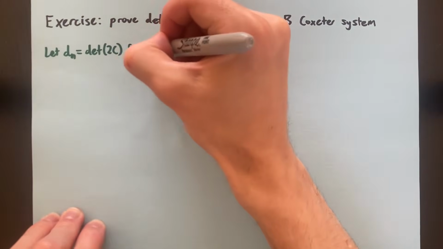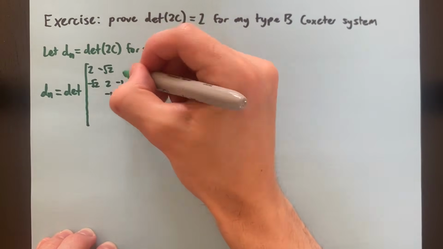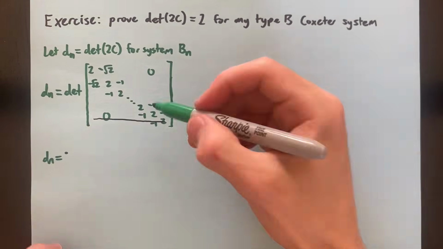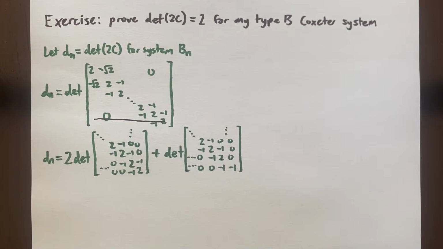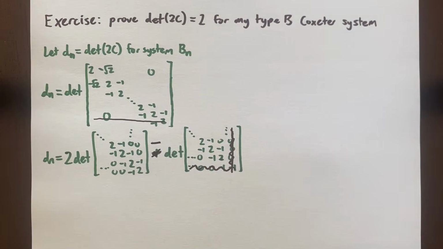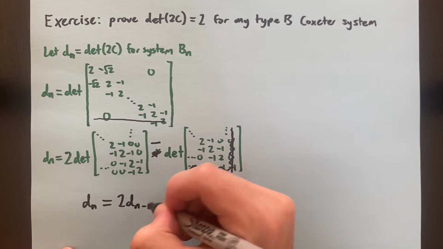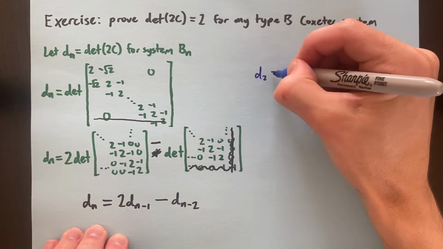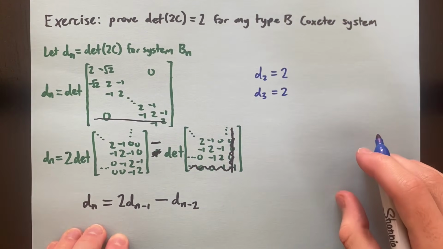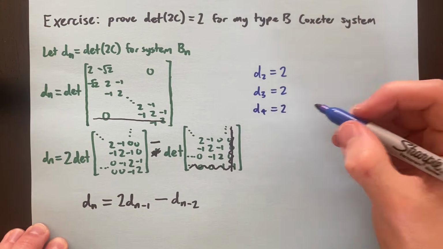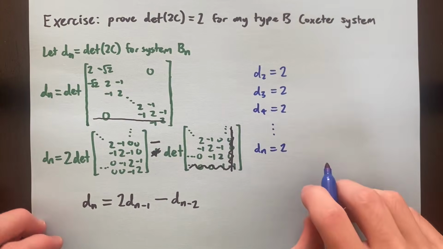Let's denote by Dn the determinant of twice the C matrix of the system Bn. We can apply a cofactor expansion along the bottom row, and then apply another cofactor expansion to reduce this second matrix. And now these matrices are just the C matrices of smaller B-type systems, so we get this recursive relation. But we already checked that D2 and D3 were both 2, and 2 times 2 minus 2 is 2, so by induction, every Dn is equal to 2.